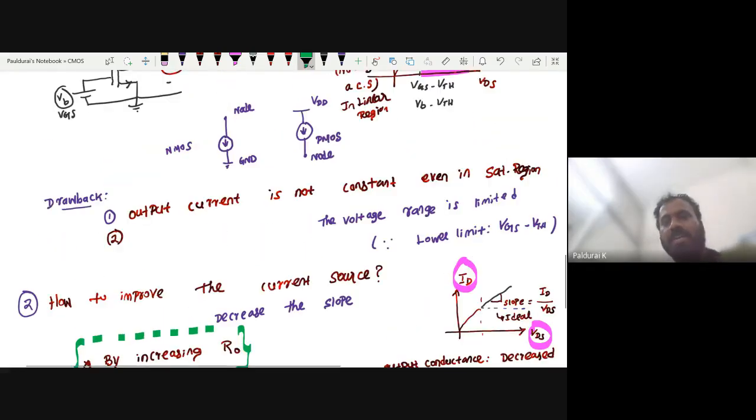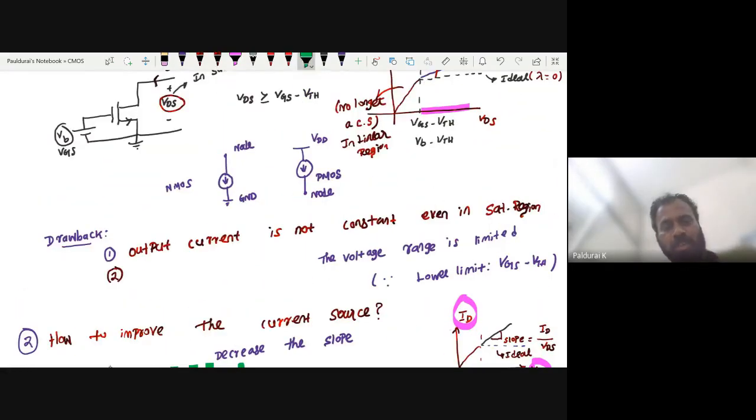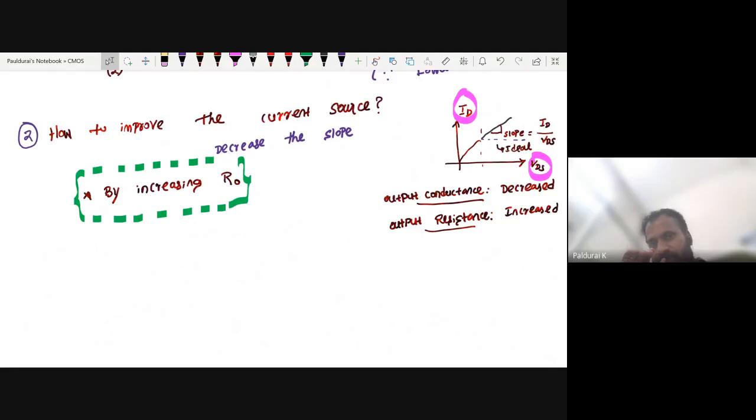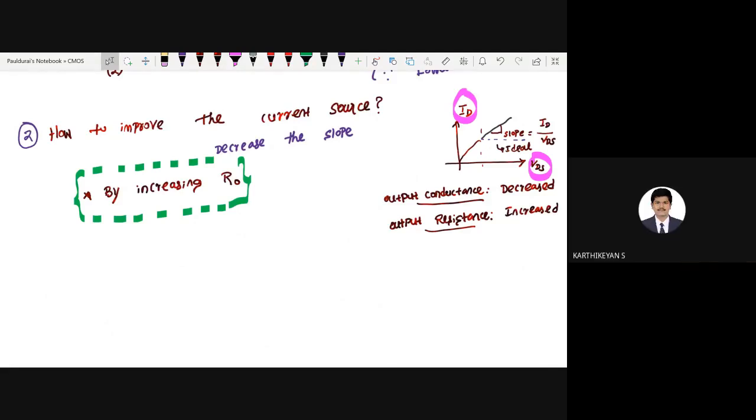So how to improve the current source? Here we discussed two things. What's the very first drawback? Even output current is not constant, which means slope increases, right? Slope increases. So I want to decrease the slope. Decreasing the slope means increasing the output resistance. Any doubt in this point? Any doubts so far? No, sir.